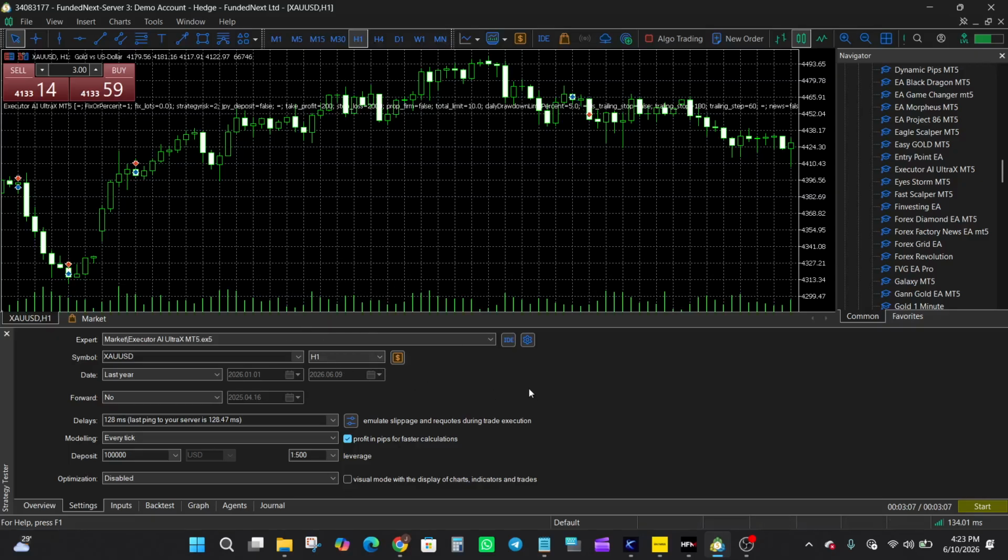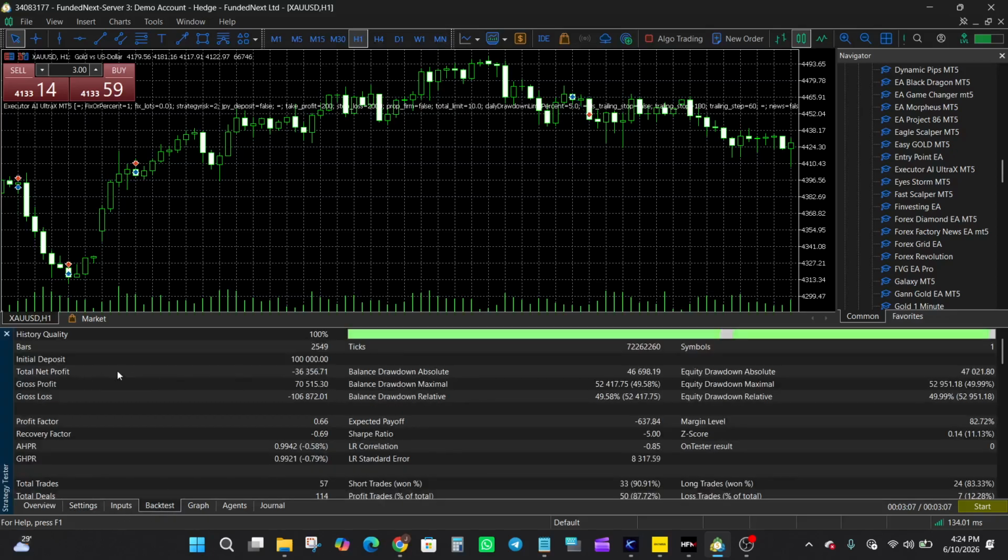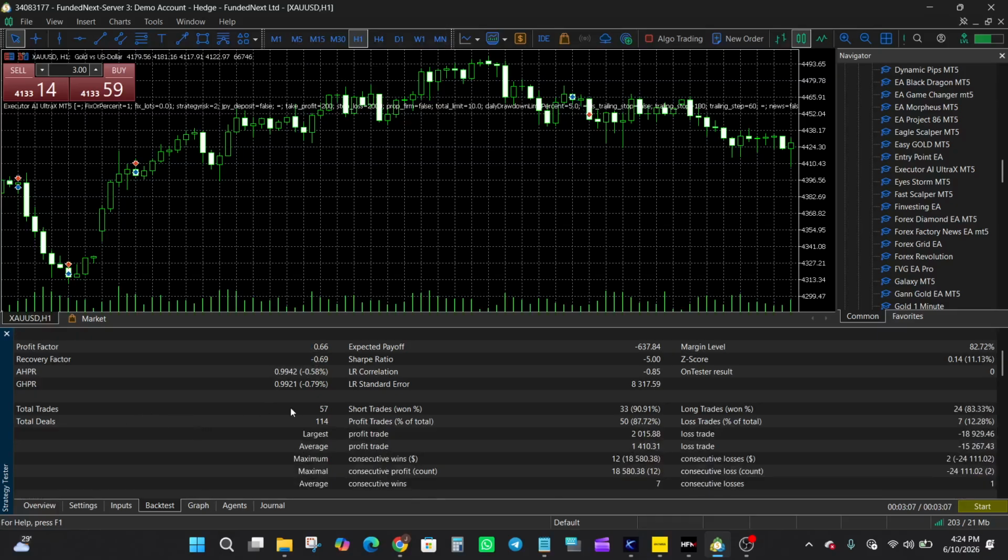All right, so we are using the last ping to the server for our delays and every tick modeling. Looking at the results from an initial deposit of $100,000, the total net profit was negative 36,356.71. Total trades were 57, short trades were 33 with a 90.91% win rate. Long trades were 24 with an 83.33% win rate.